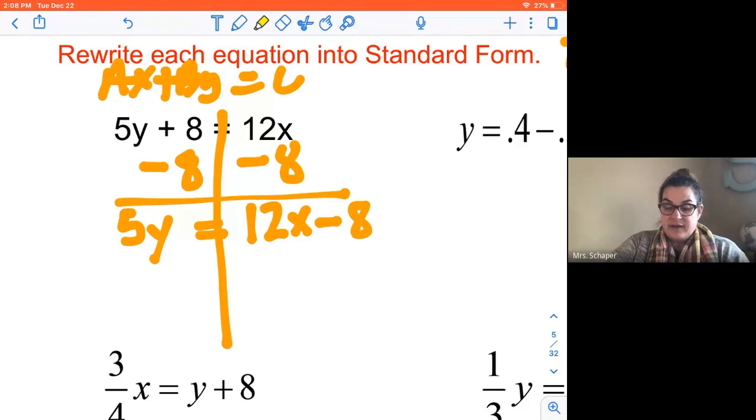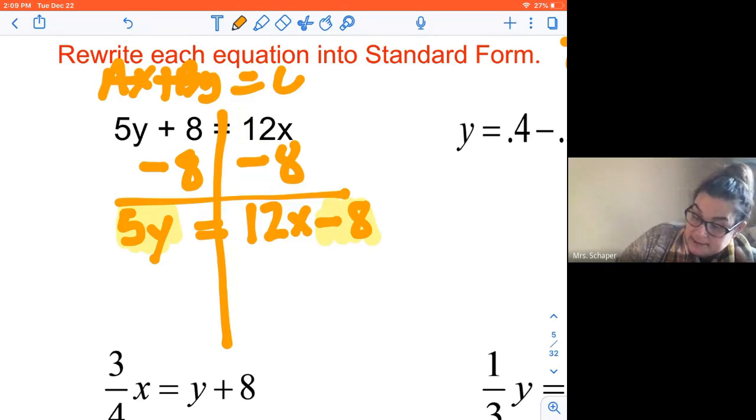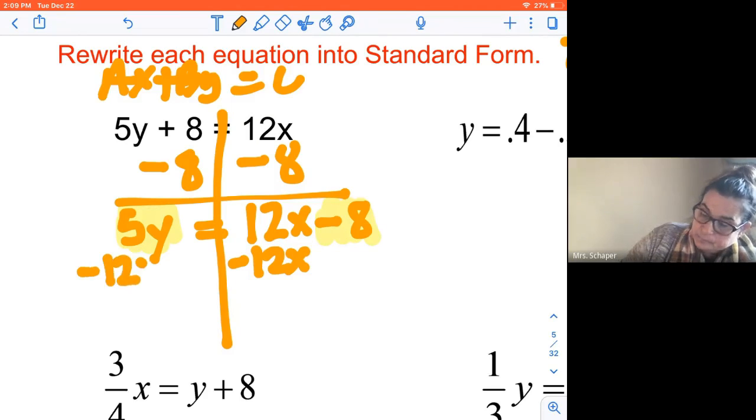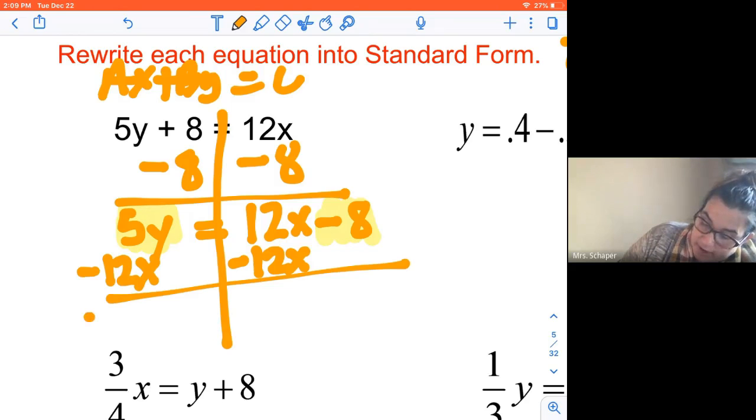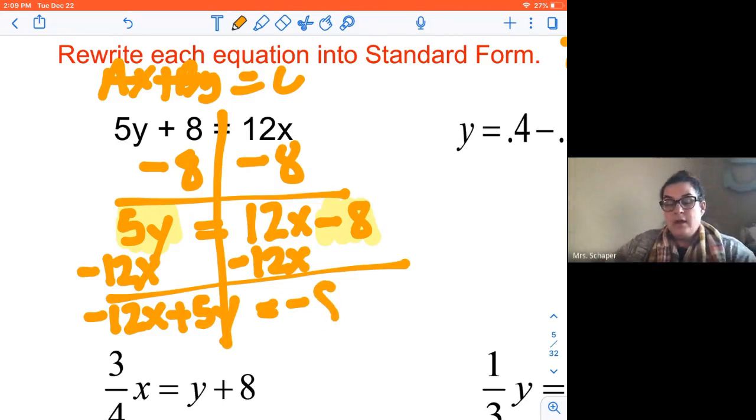So when I look at this, 5y is okay, minus 8 is okay. The 12x can't be on the right. I've got to move it to the left. So I undo positive 12x by subtracting 12x from both sides. So I end up with negative 12x plus 5y equals negative 8. I have all of those now on the correct sides.